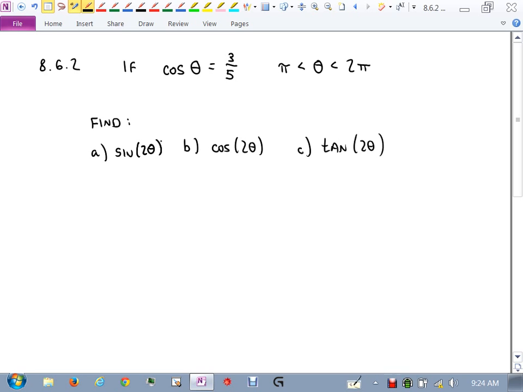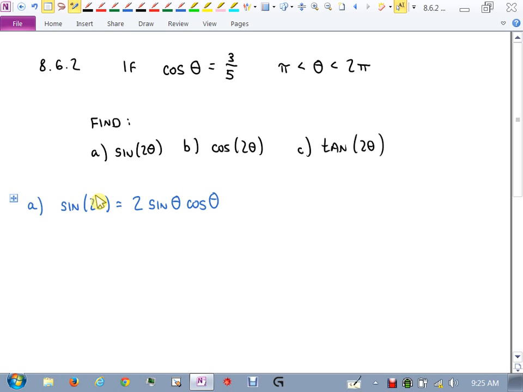So let's start with part A. I need to know what sine 2 theta is, right? Well, I have a formula that I just gave you that says that to determine sine of 2 theta, I could turn this into 2 sine theta cosine theta. Now, what is it that I know about in the problem? I'm given information about what? Cosine of theta, right? Not 2 theta, right? I don't have 2 theta up here. I have theta. So I have cosine of an angle is 3/5. And I want to know what sine of double that angle is.